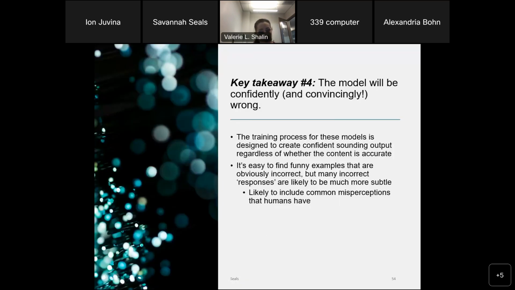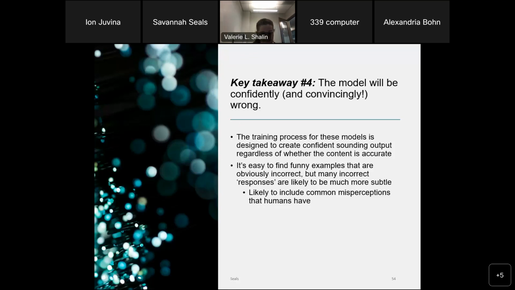And then number 4, if you take nothing else away from this talk, this is what I want you to remember. The model will be confidently and convincingly wrong. The training process for these models is designed to create confident sounding output, regardless of whether or not the content is accurate.